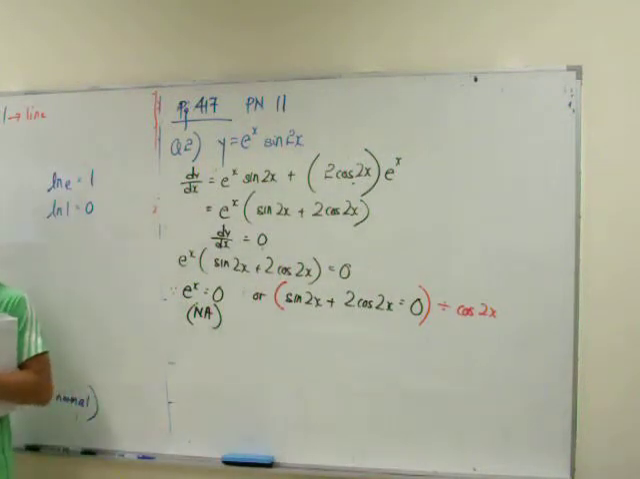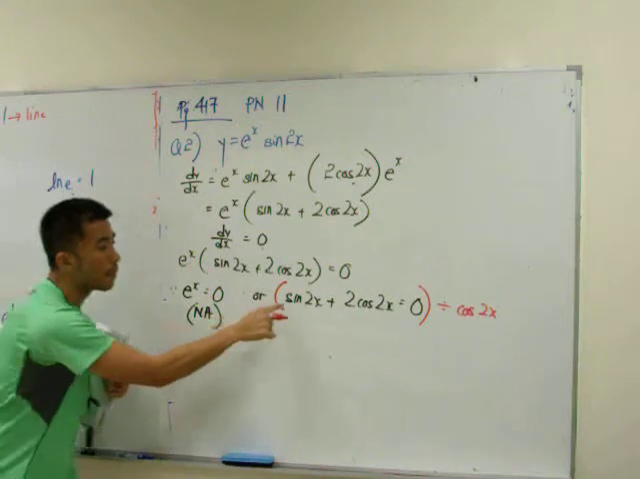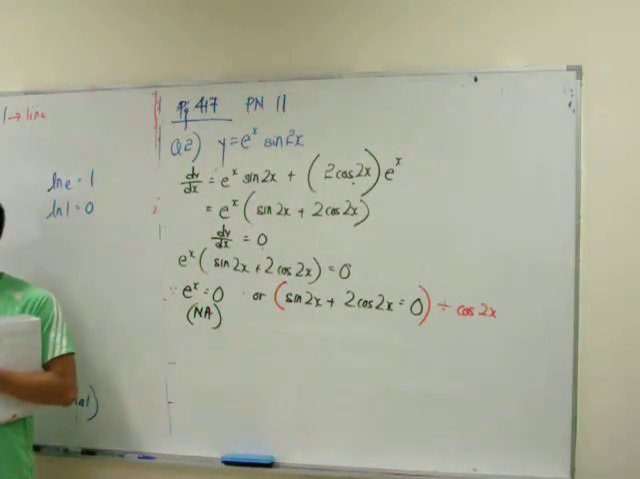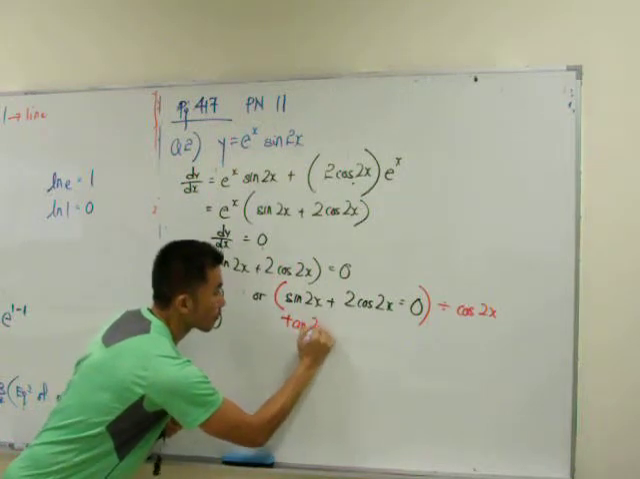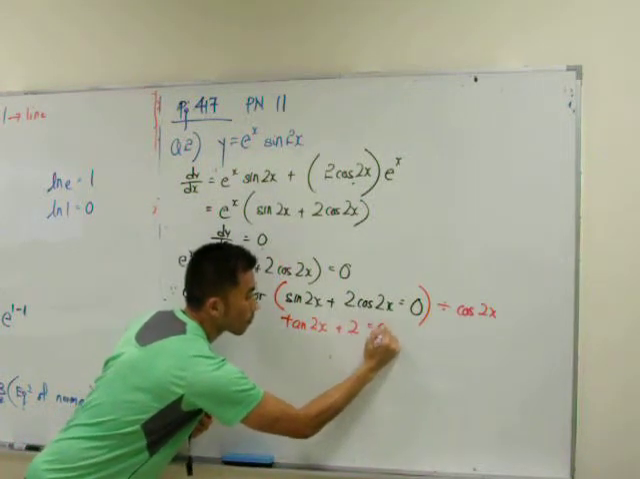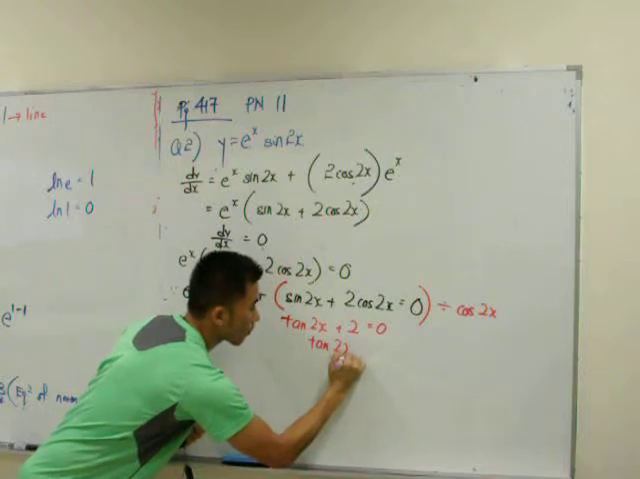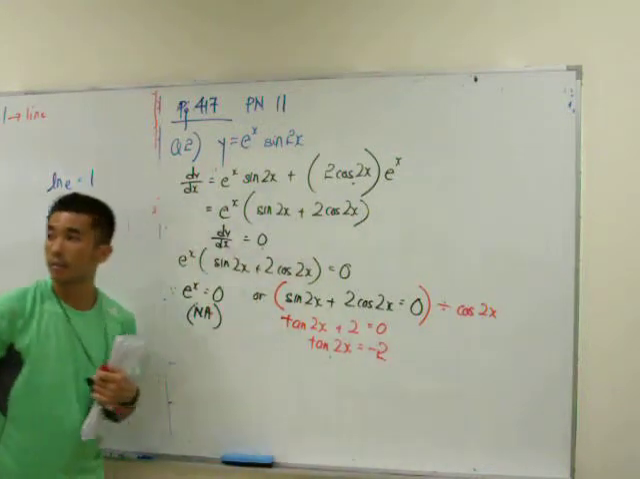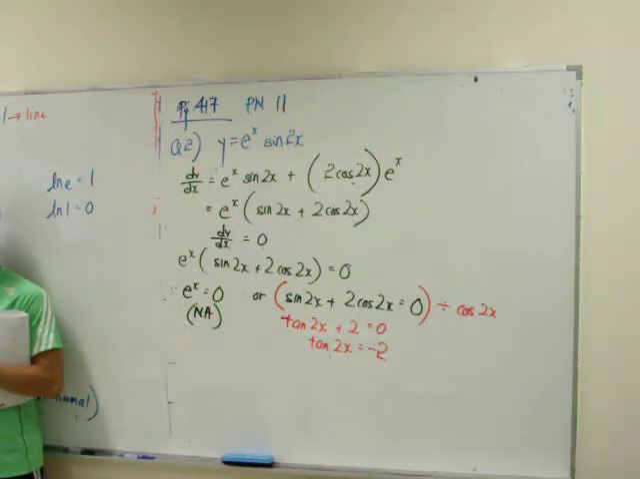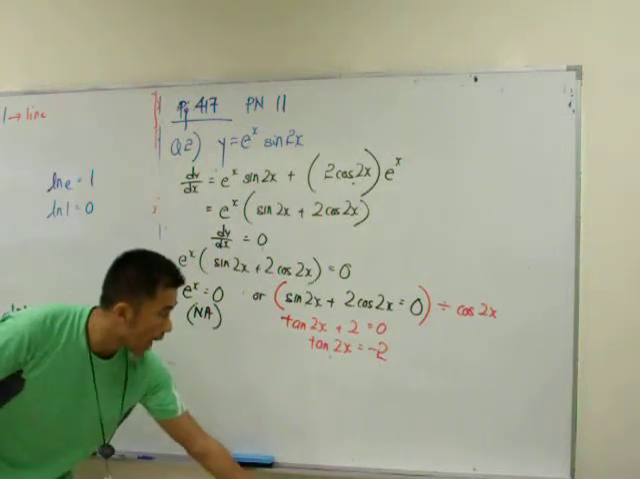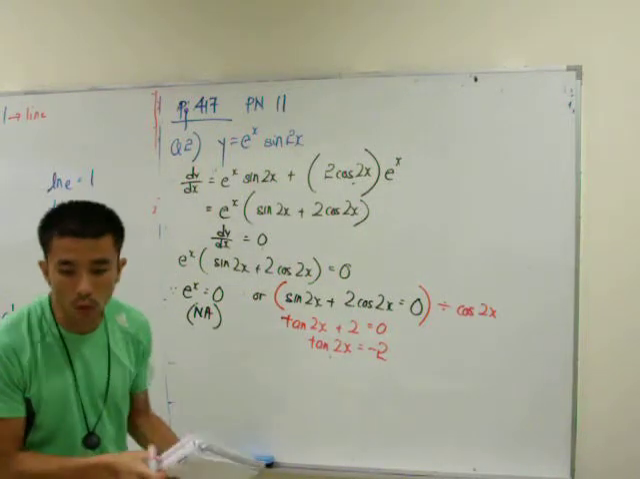What you can do by performing this, you divide by cosine 2x. What will happen to here? Sine divided by cosine will give you? Can we solve normal trigo equation? How to do that? Tangent 2x equal to negative 2.